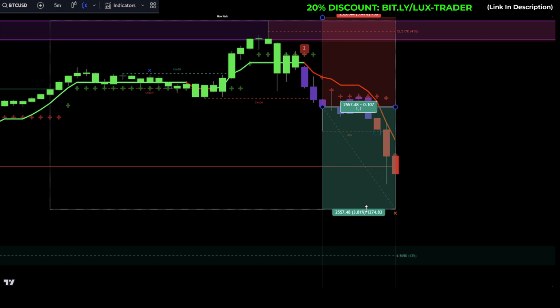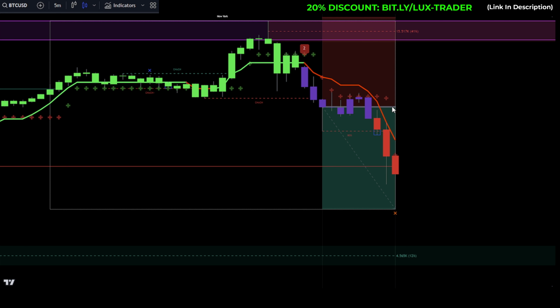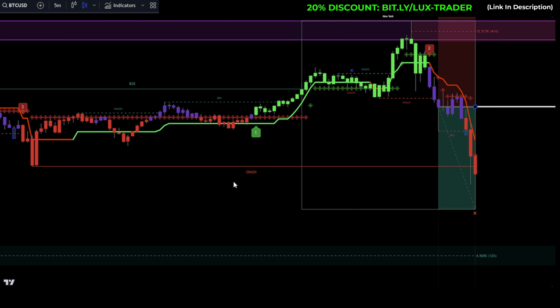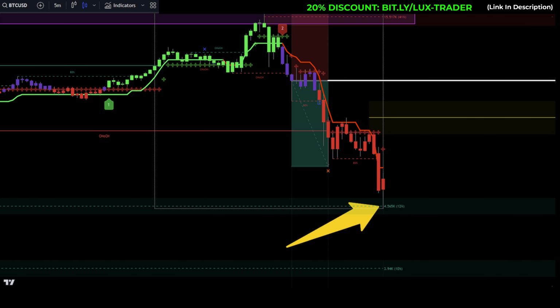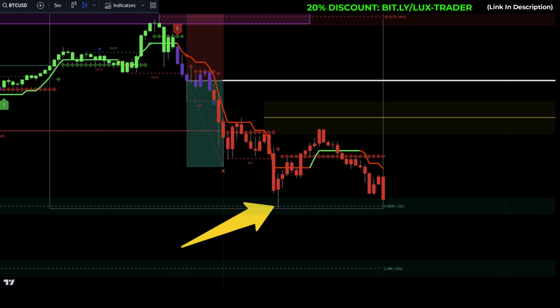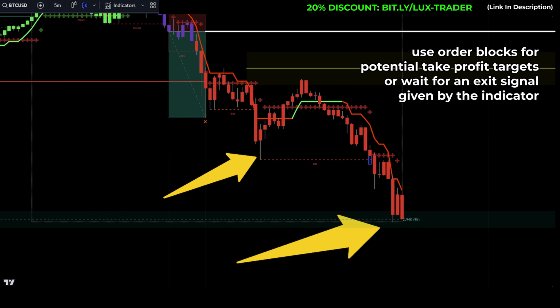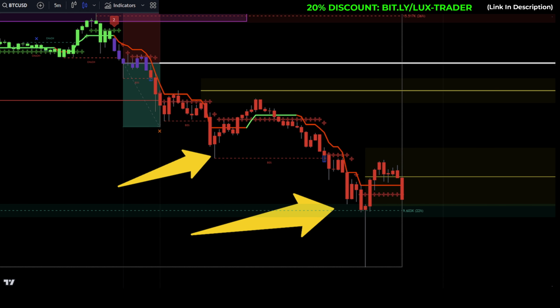Now you got an exit signal being printed, so you close half of your position and set the stop loss to break even. Notice the internal market structure gives you a bearish break of structure label, and you got this huge swing change of character label being printed, which gives you a lot of confidence that the market will go down more, targeting the lower order blocks. Now at this order block, you can close the rest of your position as this was already a big move with a 9%, or you want to wait for the indicators to show you when to exit your position.